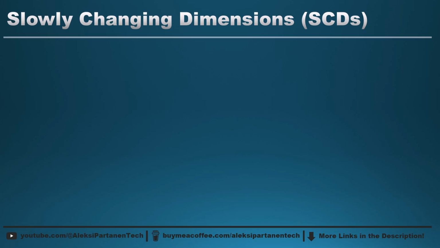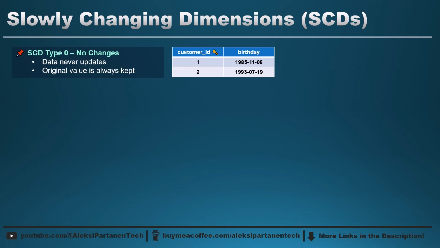There are different types of SCDs based on how we manage these changes. In SCD type 0, we do not change the data at all. Even if the real-world information changes, our data model keeps the original values forever. This type 0 is good for fixed data, like a person's date of birth that shouldn't change ever. Also, one classic example is a date dimension that stores date values and more information about dates, like which quarter that date belongs to, etc.